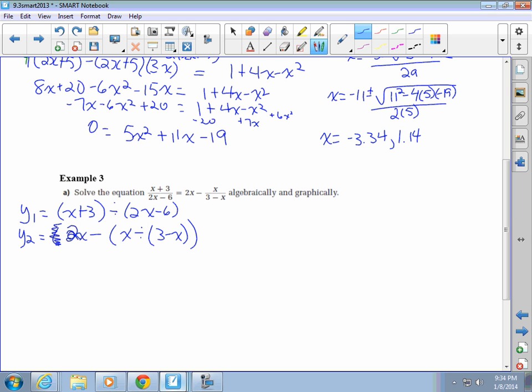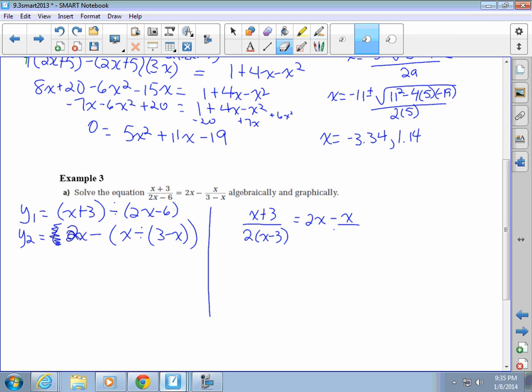Algebraically, then. So I have x plus 3 over 2 times x minus 3, so I've just factored that, is equal to 2x minus x over 3 minus x, which is the same as negative x. Whoops. If I GCF a negative from there, it would be a negative x minus 3, right?